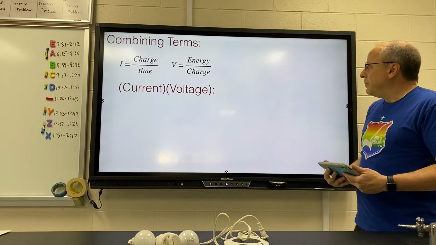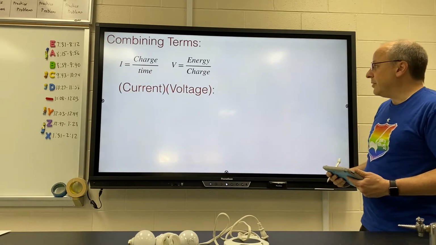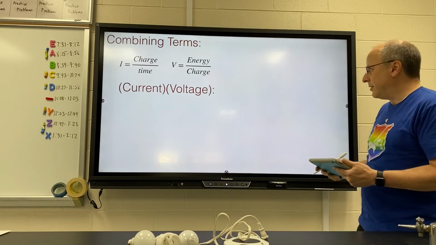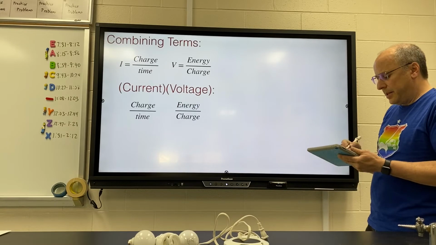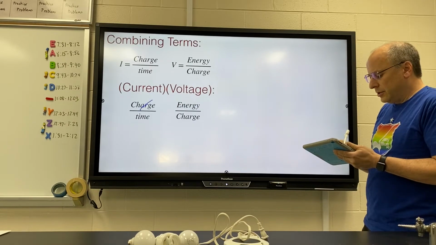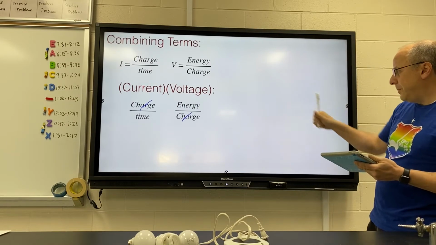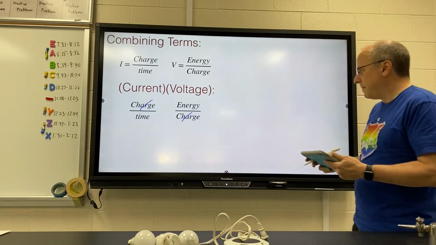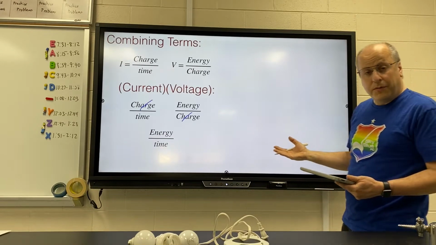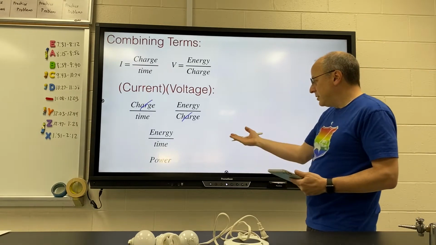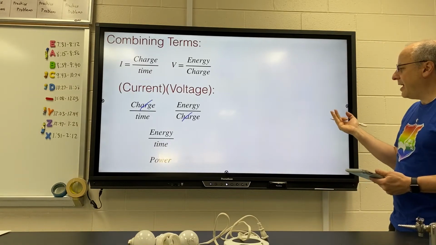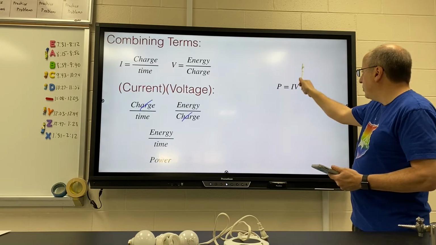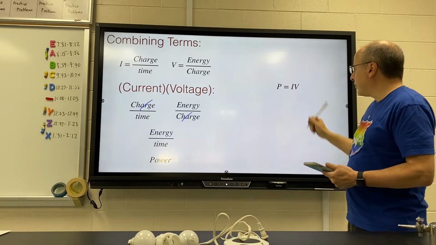Okay, things really get important when we combine these two things together. So we have current and we have voltage, and we're going to multiply the two terms together, and hopefully you see what's going to happen. Charge is going to cancel on the top and the bottom when we multiply these, and we'll be left with energy over time. Energy over time hopefully is familiar to you because that is the term we've used twice before, and that is power. So if we multiply current and voltage, we get power, our electrical power.